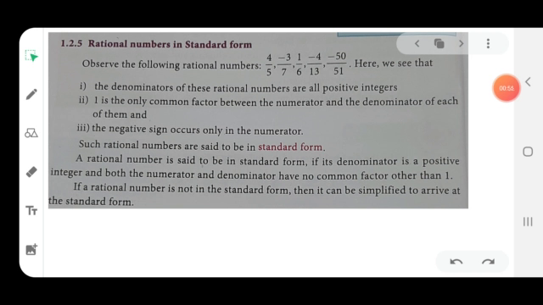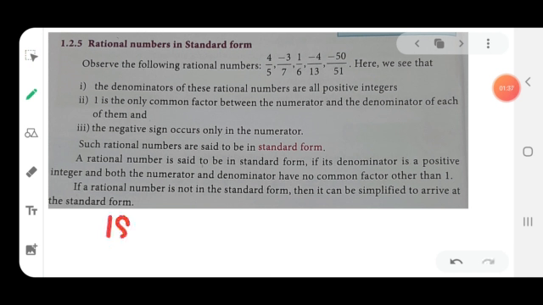Next, third, the negative sign occurs only in the numerator. So we should not put a negative sign in the denominator while we are writing the standard form. So the negative sign always should be in the numerator. Such rational numbers are said to be in standard form. So simply we can say a rational number is said to be in standard form if its denominator is a positive integer and both the numerator and the denominator have no common factor other than 1. If a rational number is not in standard form, then it can be simplified to arrive at the rational number's standard form. That is, we can see one example.